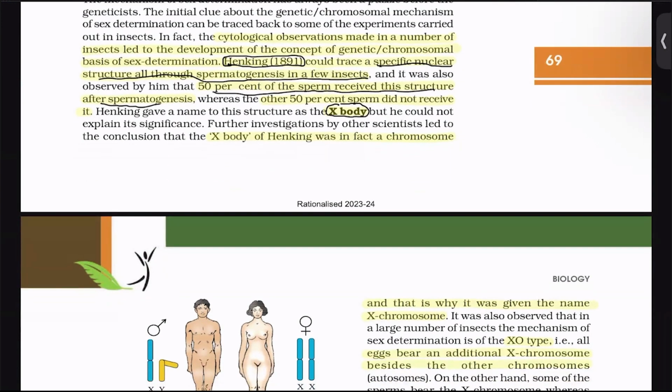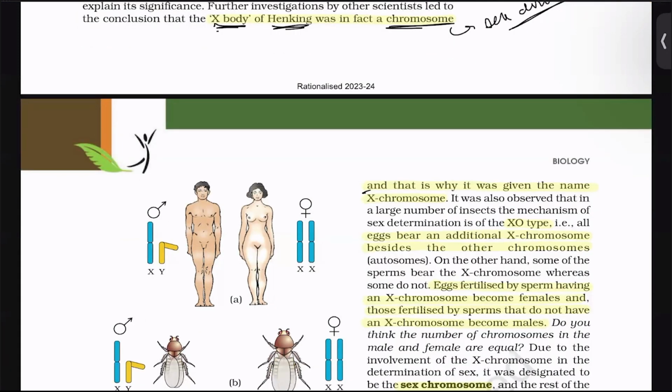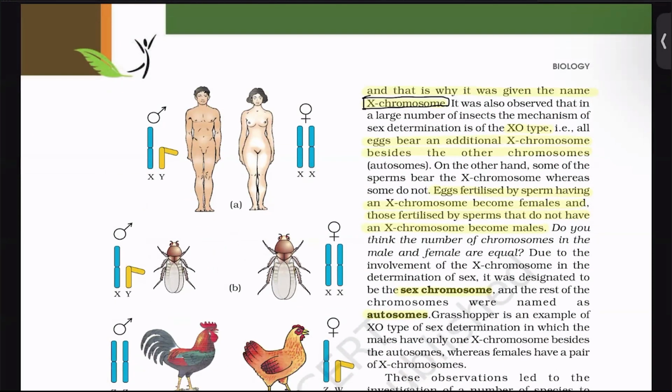And later we found out that the X body that Henking was talking about was in fact a chromosome. In fact, it was a sex chromosome, which was important for determination of sex of the organism. And it was given the name X chromosome. Henking's study was on insects, and in insects, the sex determination mechanism was XO type. And what do I mean by XO type? It is that the eggs, the female gametes, bear an additional X chromosome besides the other chromosomes.